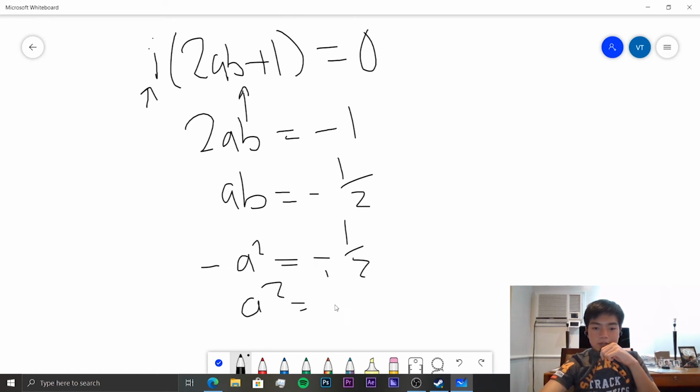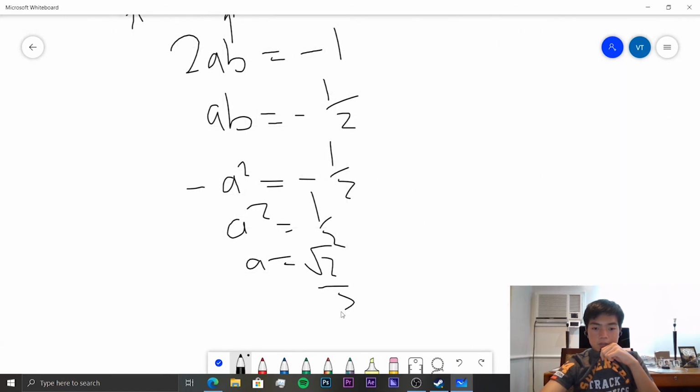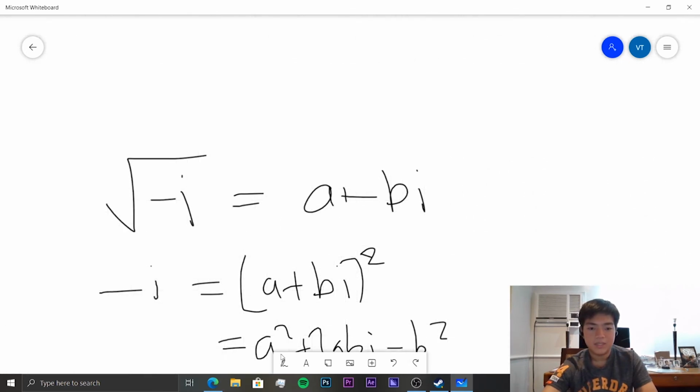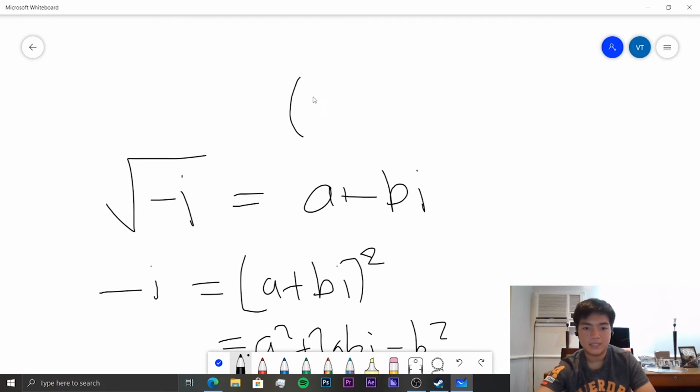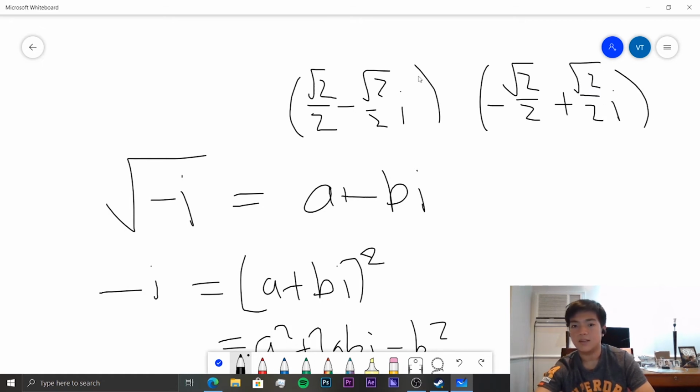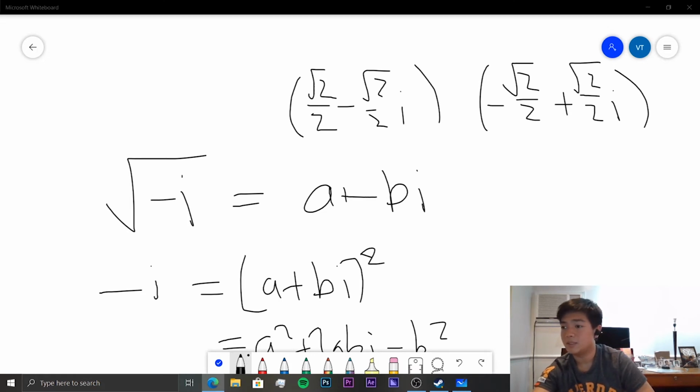So a squared is equal to 1/2. And a is equal to 1 over square root 2, or root 2 over 2. Actually, this could technically be plus or minus root 2 over 2. So going all the way back up, I think there are two possible answers. One of them is root 2 over 2 minus root 2 over 2 i. And the other one I think is negative root 2 over 2 plus root 2 over 2 i. I think both of these would work as the square roots. Yeah, and that is correct.